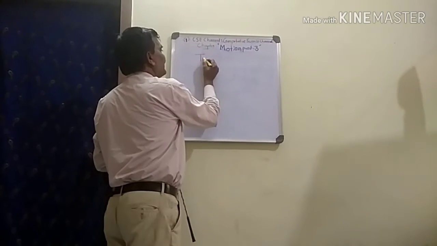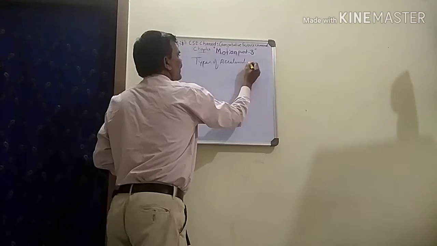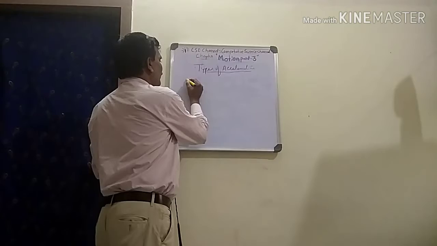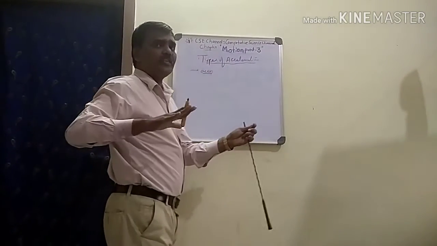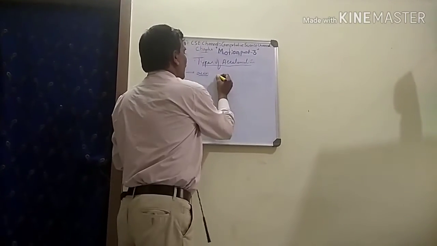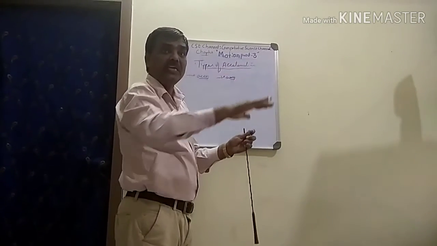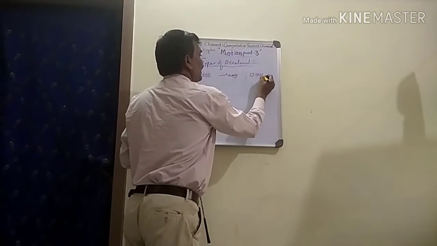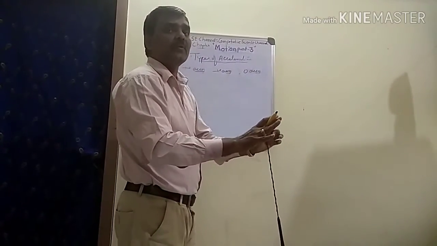Types of acceleration. There are three types of acceleration. One we call positive acceleration. When the velocity goes on increasing, it is called positive acceleration. Negative acceleration, when the velocity goes on decreasing, it is called negative acceleration. And zero acceleration, where acceleration does not happen at all.